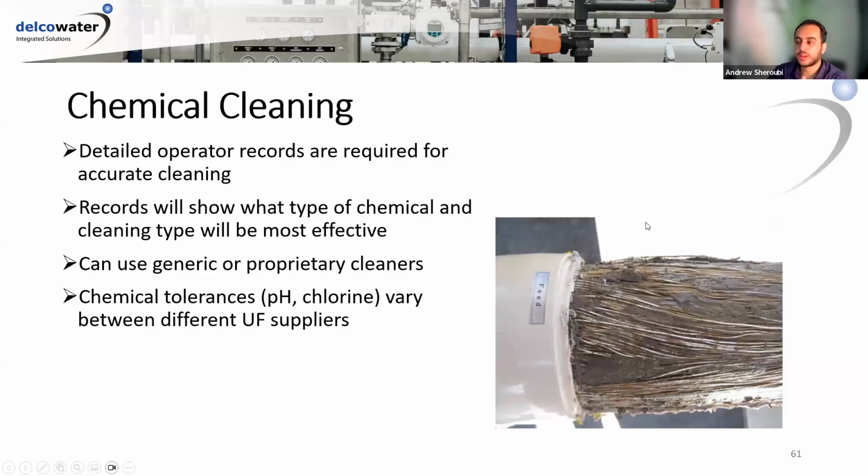So figuring out what has worked in the past gives you an indication of what will work in the future. Because the water quality, depending on what's in the raw water, causes different types of fouling that would be cleaned with different chemicals. And you could use generic or proprietary chemicals here. Now, these UF membranes could still be damaged by chemicals, but they are more tolerant on average than an RO or an NF membrane.